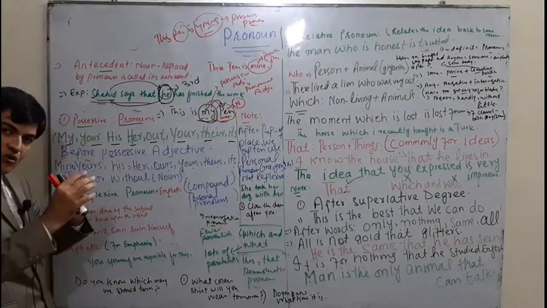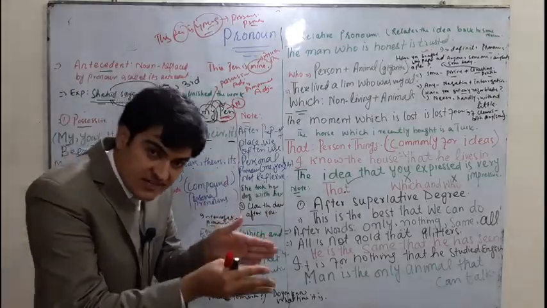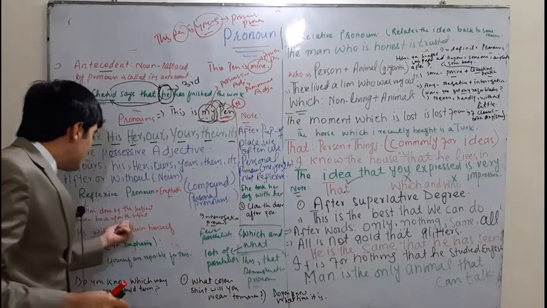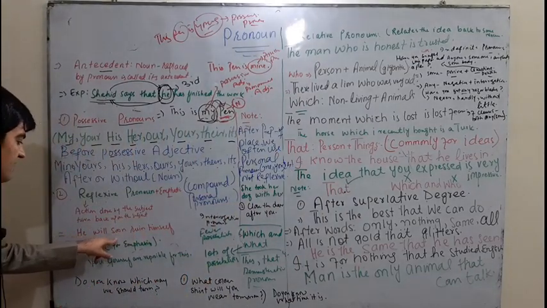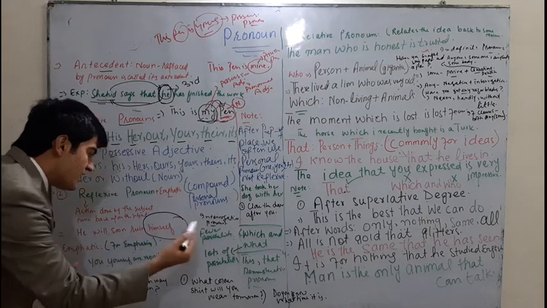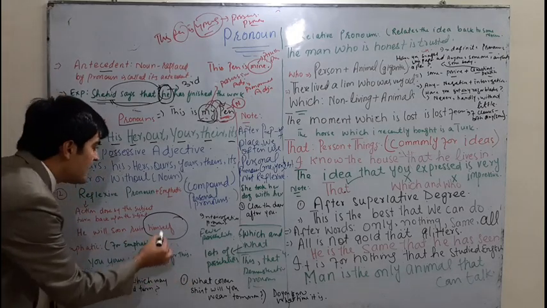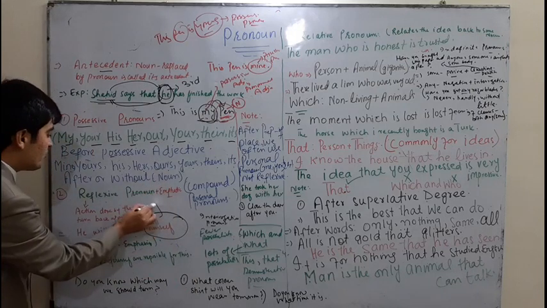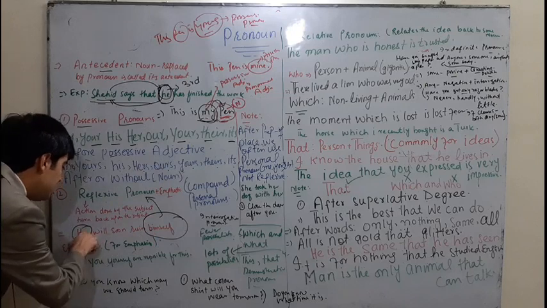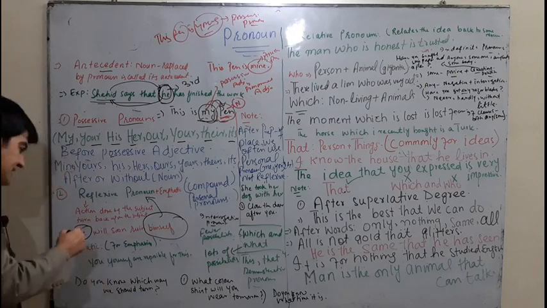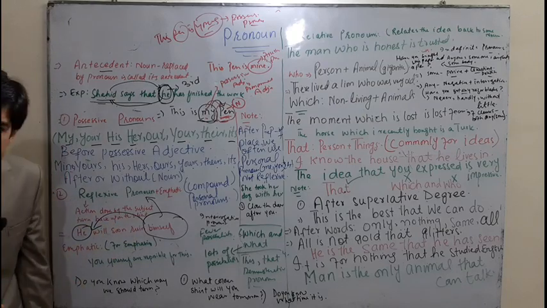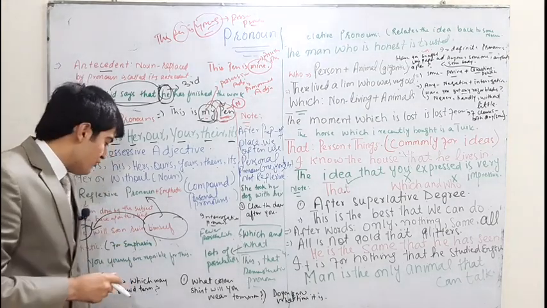So reflexive pronouns: an action done by the subject that turns back upon the subject is called reflexive pronoun. Look at this example. He will soon ruin himself. Now this himself, as I said, whenever self or selves comes, we call it reflexive pronoun. Understand? Now the action done by the subject is turning back upon the subject. That's why it is called reflexive pronoun.